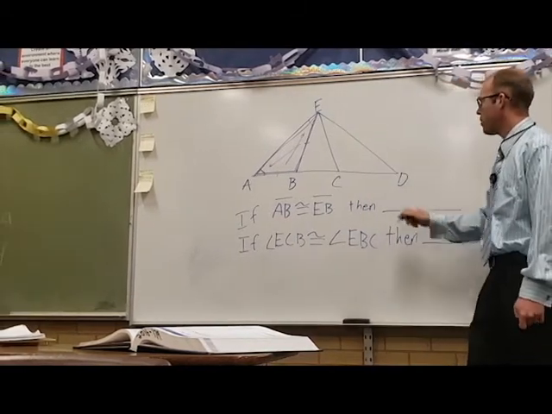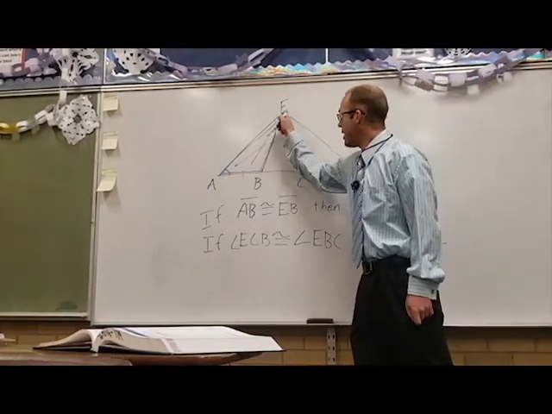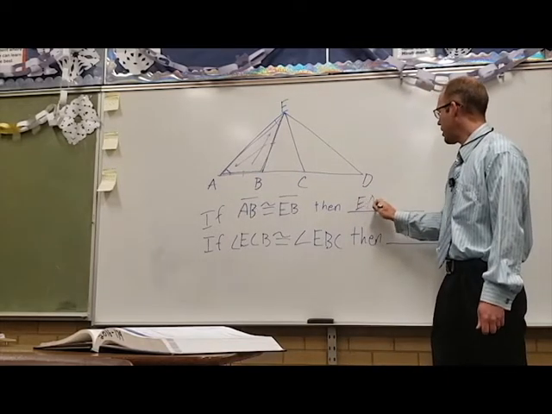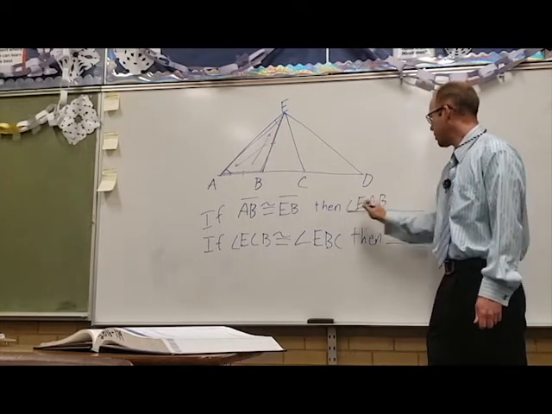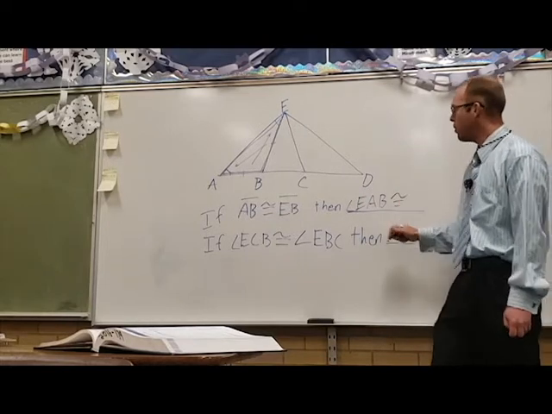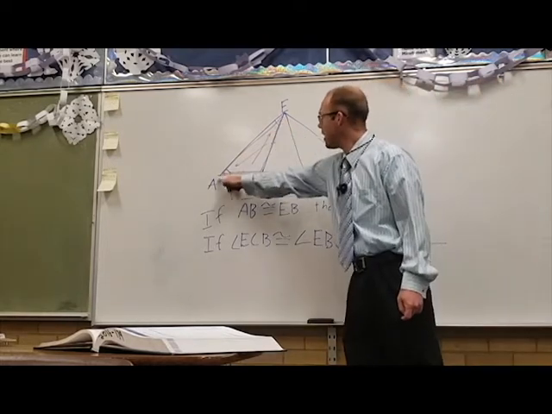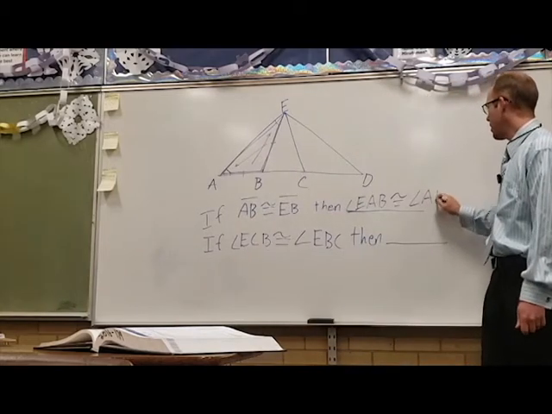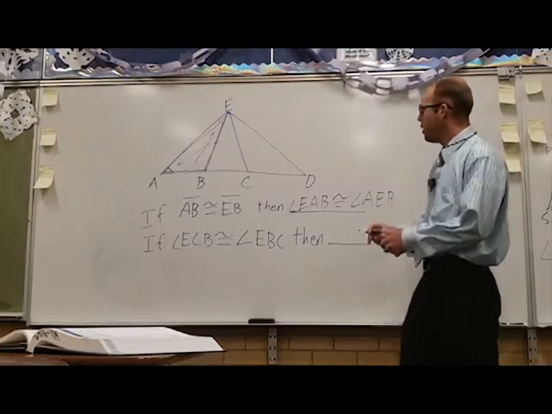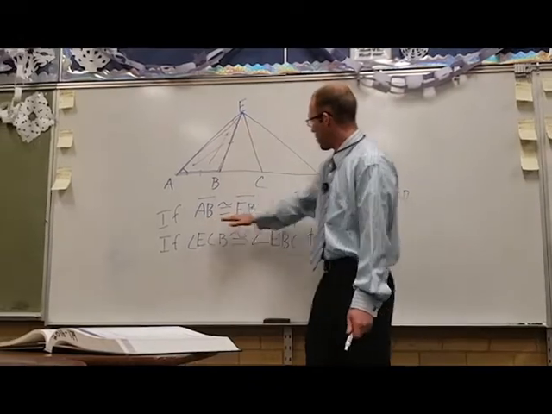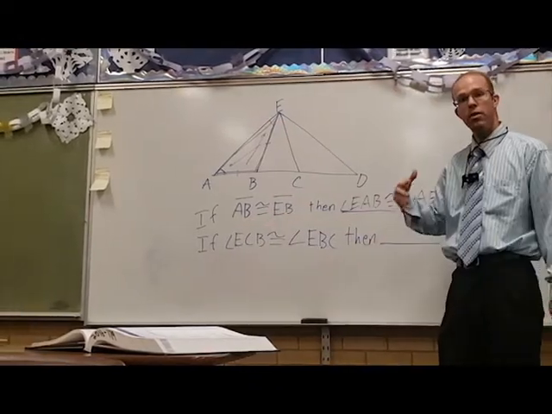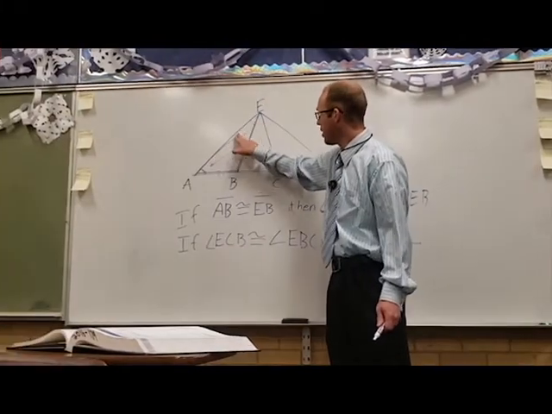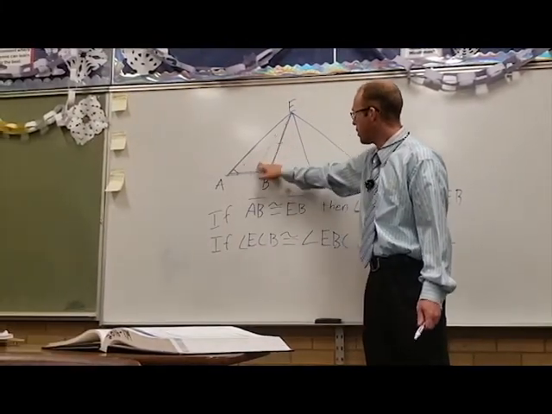So let's write that down. This angle is EAB. So angle EAB is congruent to, and this angle right here is AEB, angle AEB. So we know from this information that that is true because these two sides are congruent, so the angles opposite them will also be congruent.